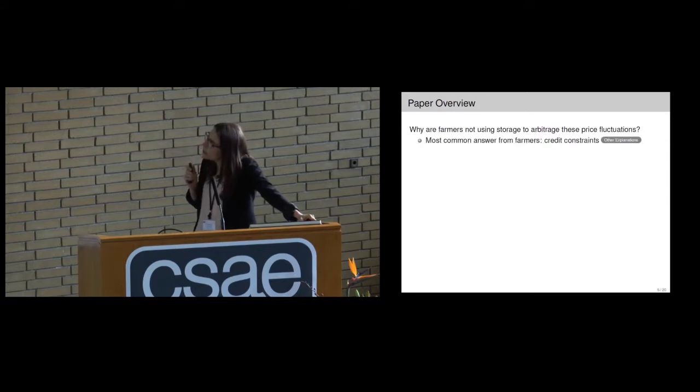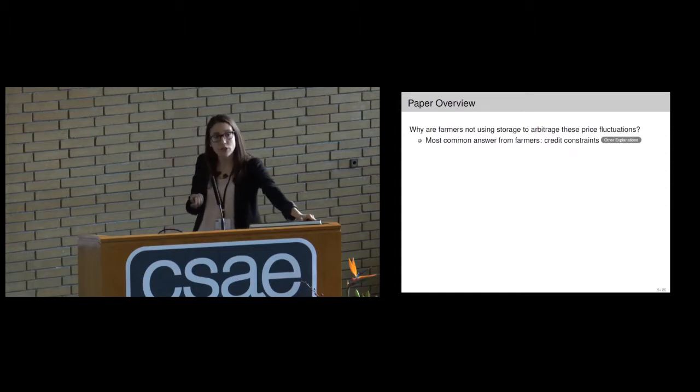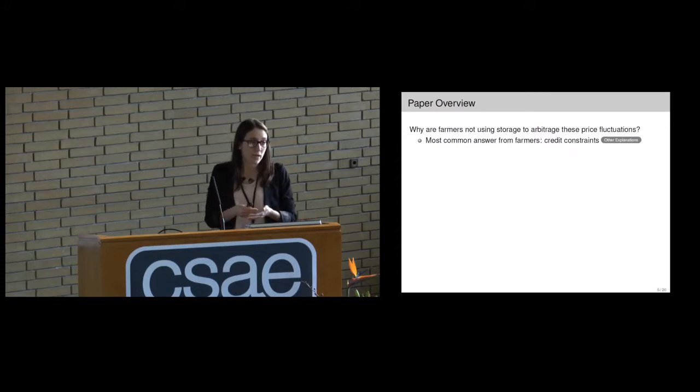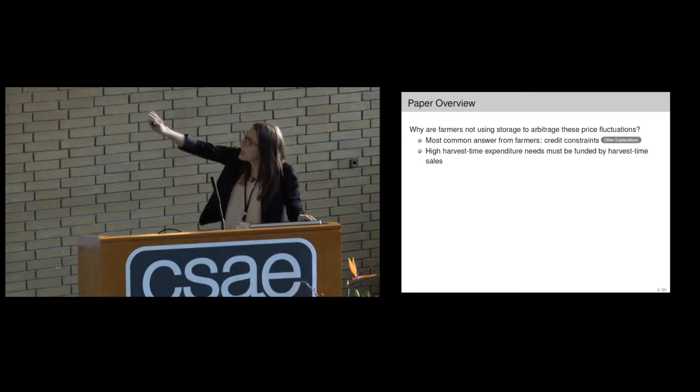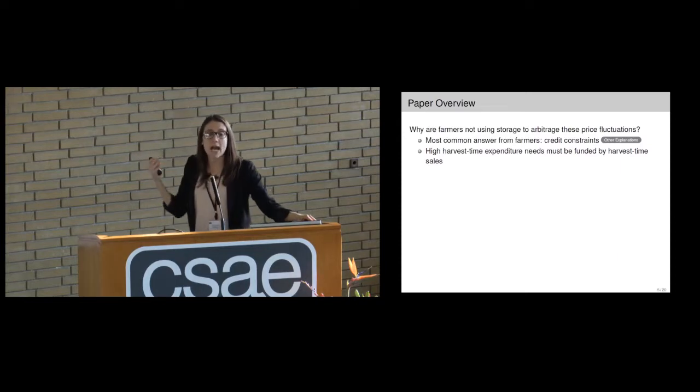And specifically, we're going to explore the most common hypothesis or answer given to us by farmers when we ask them, why are you engaging in this behavior, which is that they're credit constrained. As farmers say, harvest is a time of high expenditure needs, so many bills come due at harvest time. In particular, school fees are due just in the few weeks after harvest. And as farmers say, in the presence of credit constraints, these high harvest time expenditure needs must be funded by high harvest time sales.